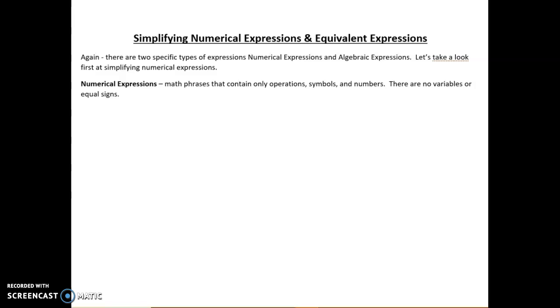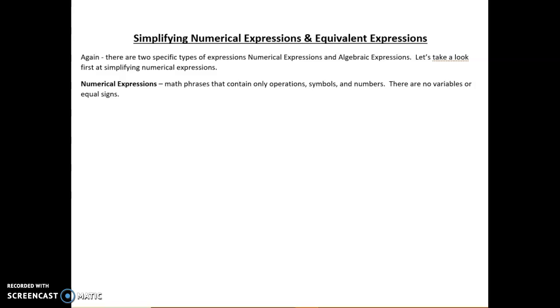So again, if you remember from the beginning of the unit, we talked about how there are two specific types of expressions. There are numerical expressions and algebraic expressions. Today we're just going to focus in on numeric expressions. So as a quick refresher, those are math phrases that contain only operations, symbols, and numbers. There are no variables, meaning there are no letters, and there are no equal signs.